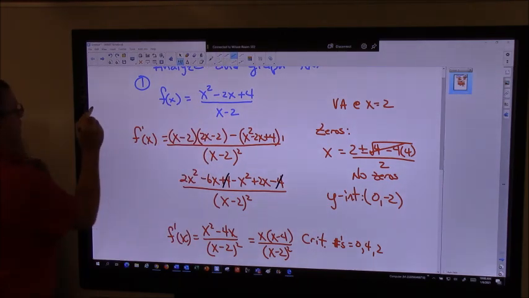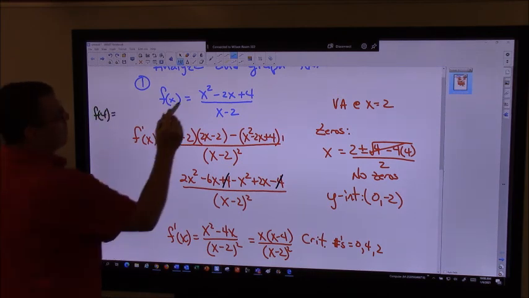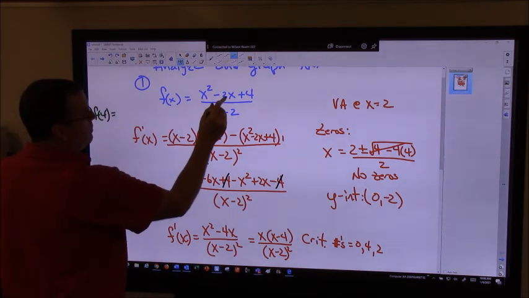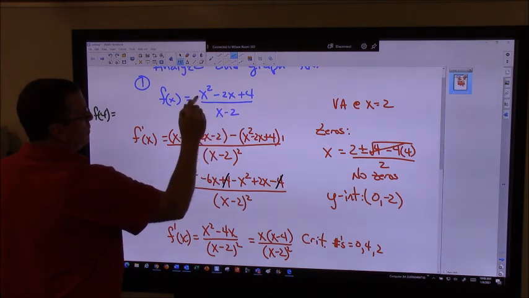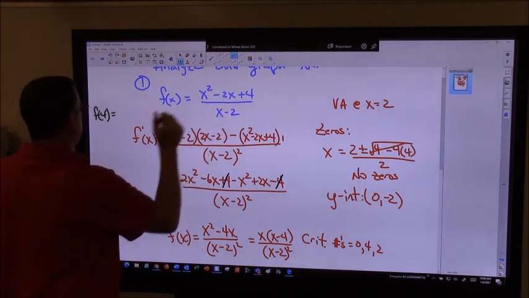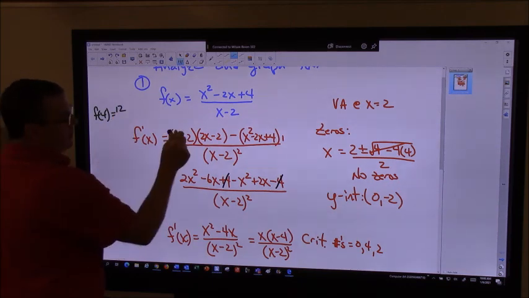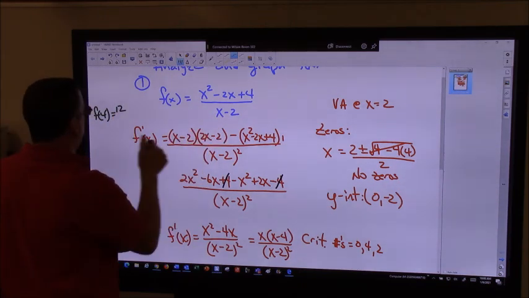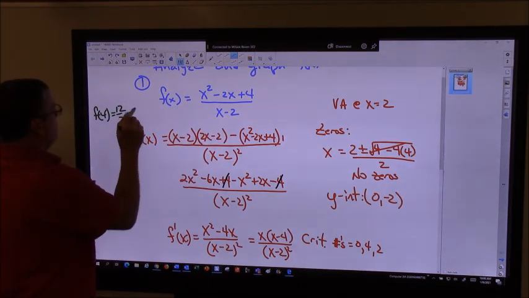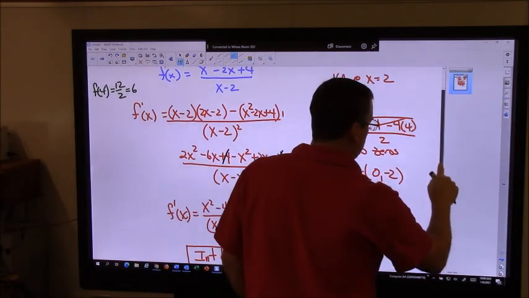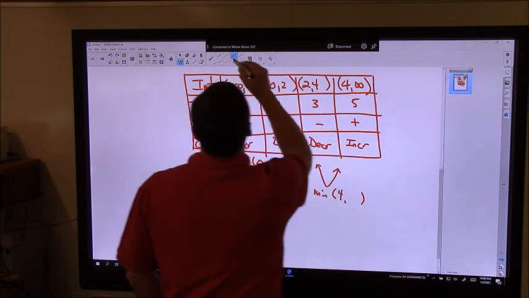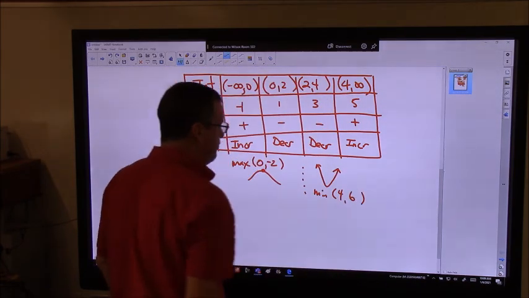And just off to the side here, I'm going to say f of 4 is going to be 16 minus 8 plus 4. So 16 minus 8, that's 8. Plus 4, that's 12. If I put a 4 here, I get 4 minus 2, that's 2. And so what I got is 6. So there's that value.